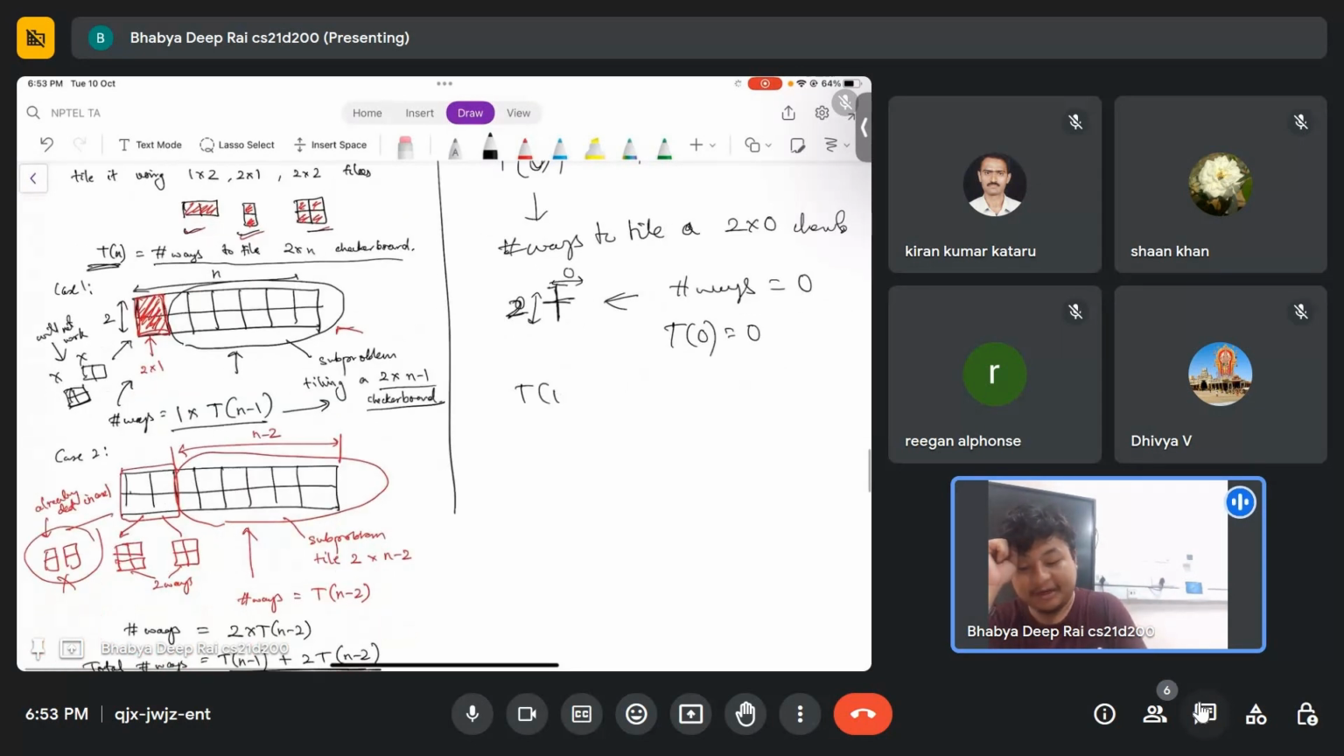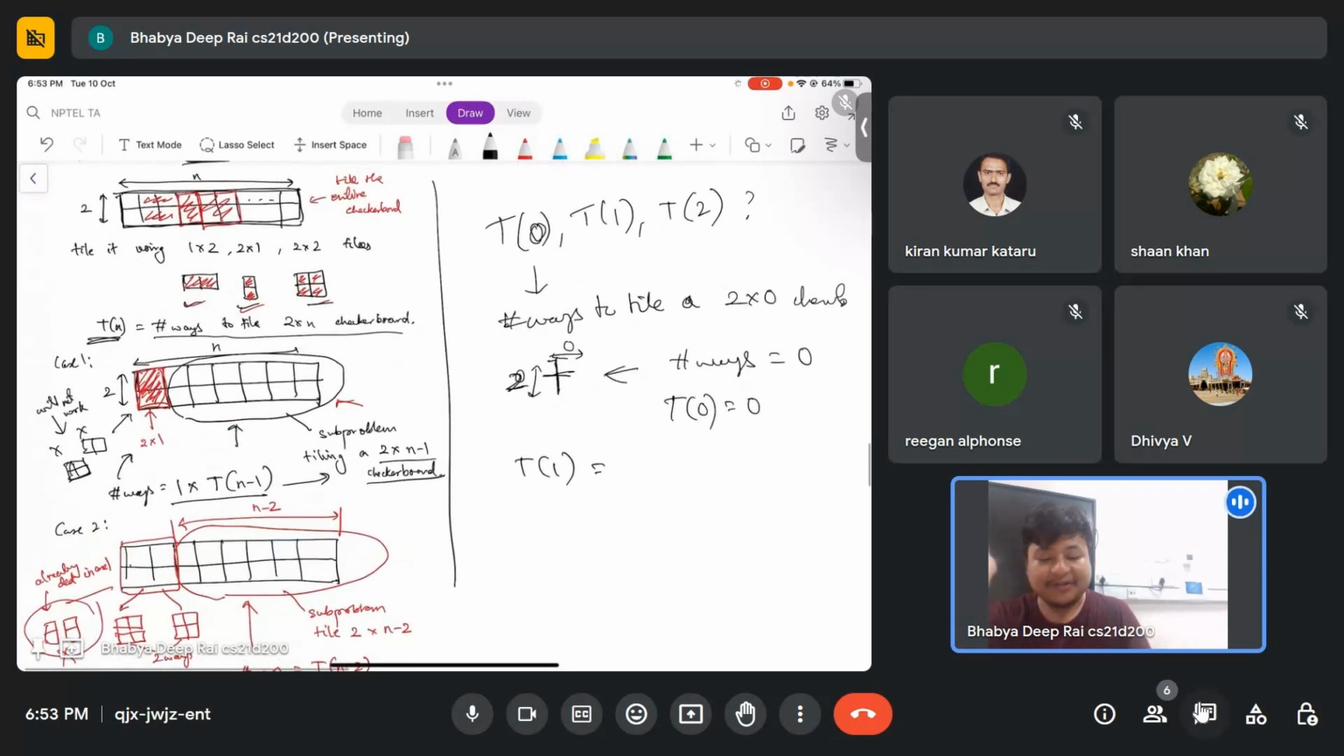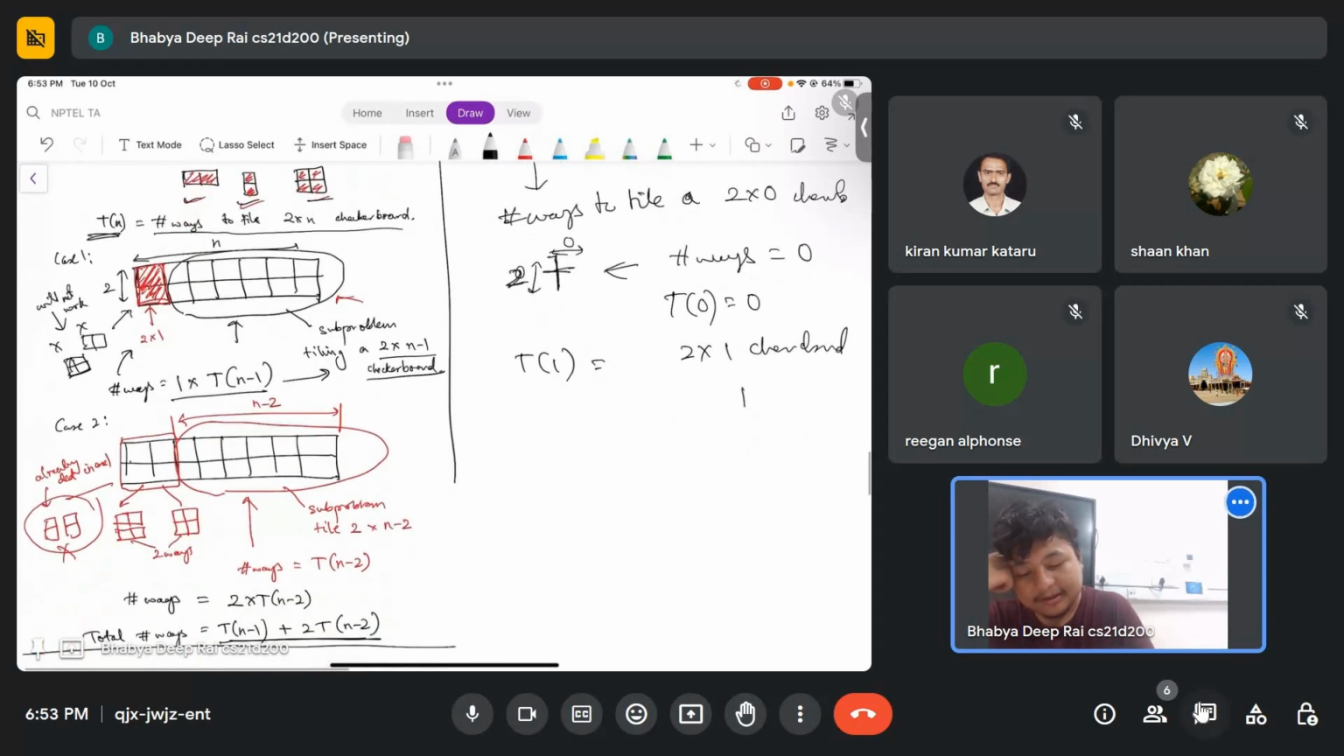Similarly, what is T of 1? T of 1 is the number of ways to tile a 2 cross 1 checkerboard. What does it look like? 2 cross 1 looks like this. How many ways are there? I use a vertical tile. I cannot use a horizontal tile for this, and I cannot use a square tile for it.